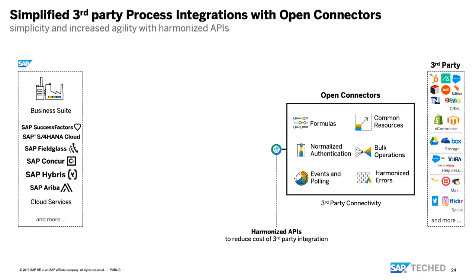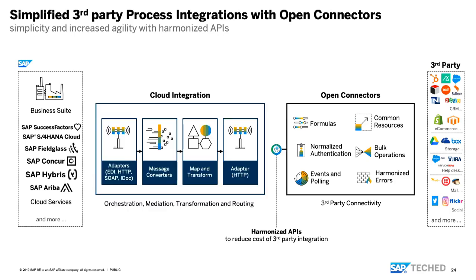It provides you a harmonized API, and then using CPI and the Open Connector adapter, you can connect in and do your mappings, right? And that's how you do the third-party integration. Open Connectors provides you APIs and events as well.